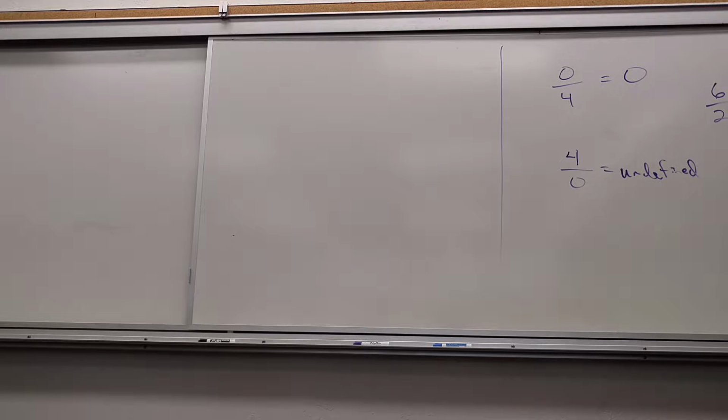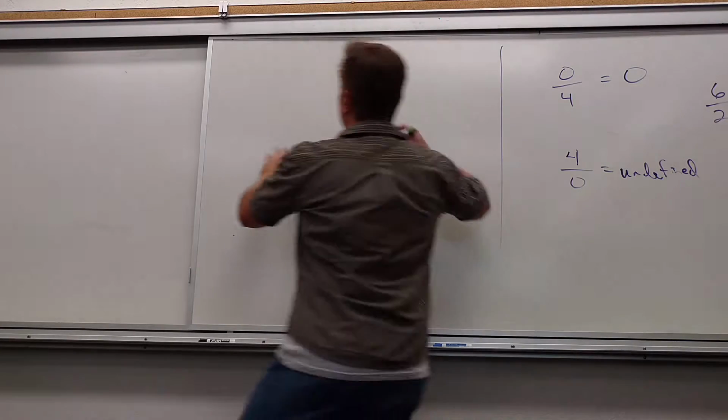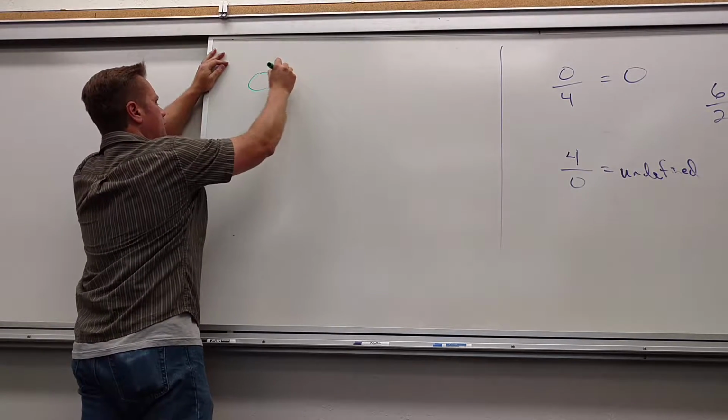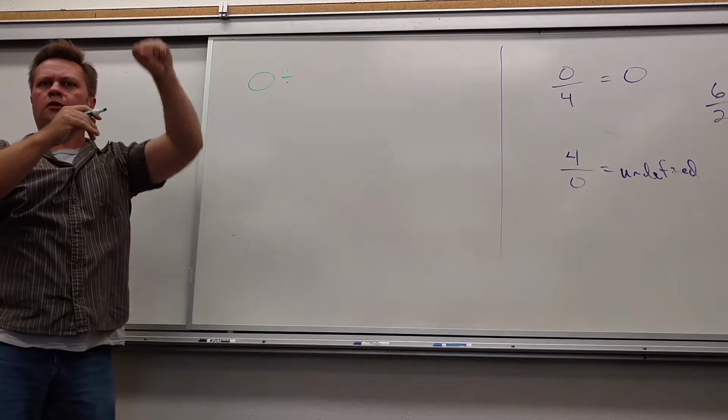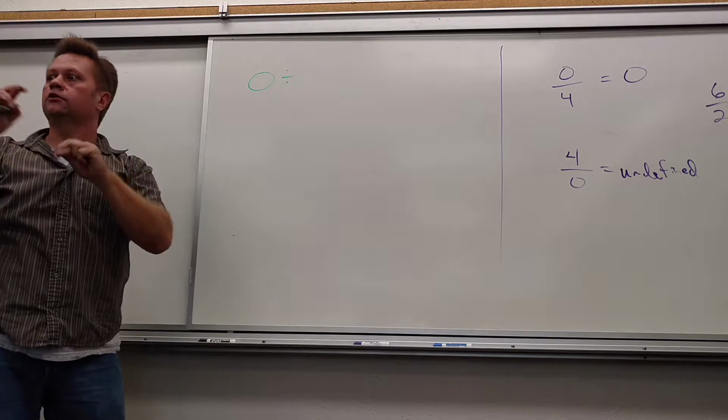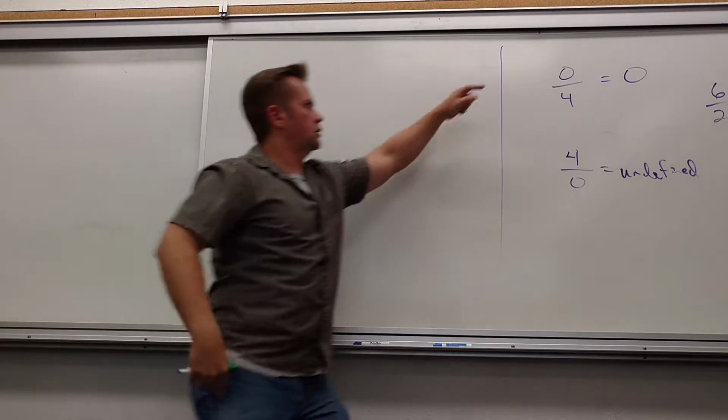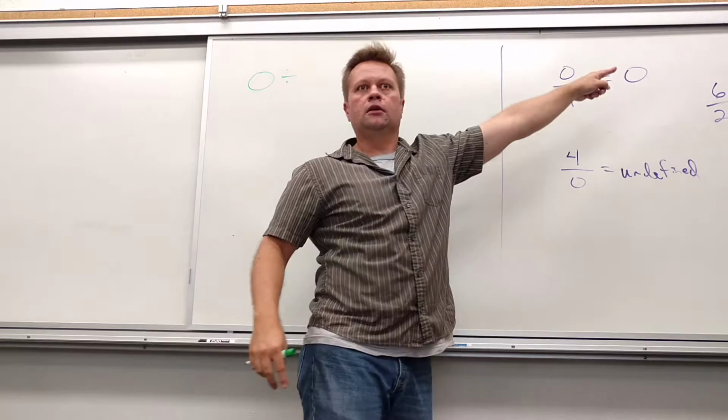All right, let me see. Okay, let's make sure I hit everything in there. So let me ask you this: if I said what's 0 divided by something, what's the answer always going to be? 0. Thank you, Dee. 0 divided by something is going to be 0.